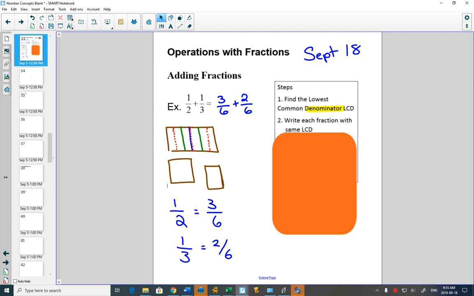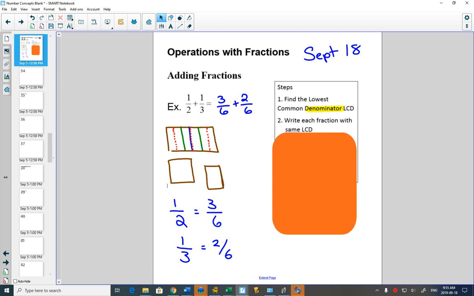So if we want to write our second step, what we've just done is we have written each fraction with the same lowest common denominator. And the number in the bottom of a fraction is telling you how big it is, what size it is. So we started off with a half. And that means we have one piece that's half the chocolate bar. Then we changed that to 3/6, saying now we've taken that chocolate bar, split it up into 6 pieces, and we have 3 of them.